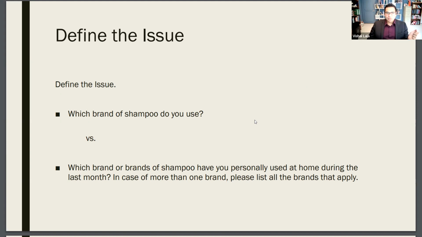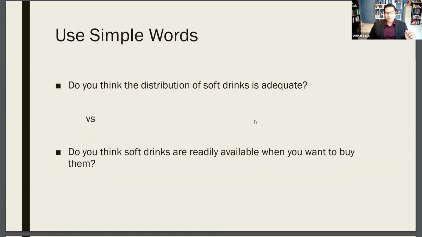You might want to change which brand of shampoo you use to which brand or brands of shampoo have you personally used at home during the last month, considering that there may be many people, a family in a house, and they may use more than one brand. So in case more than one brand, please list all the brands that apply. And so this is clarifying again the issue. I want to do that as far as possible.